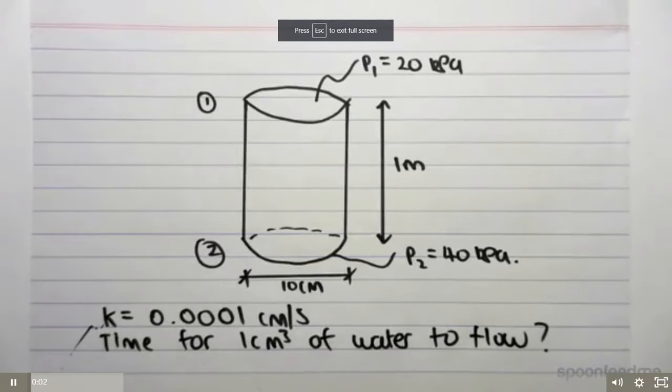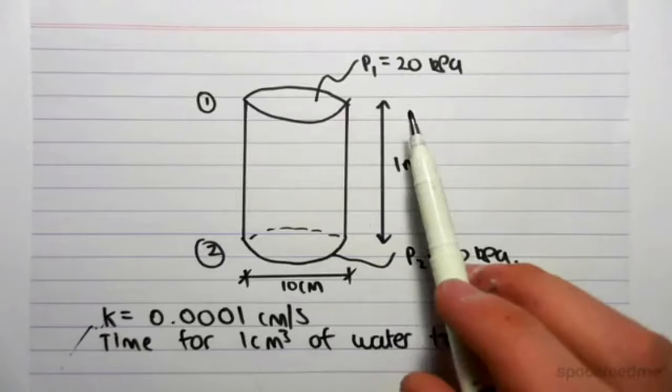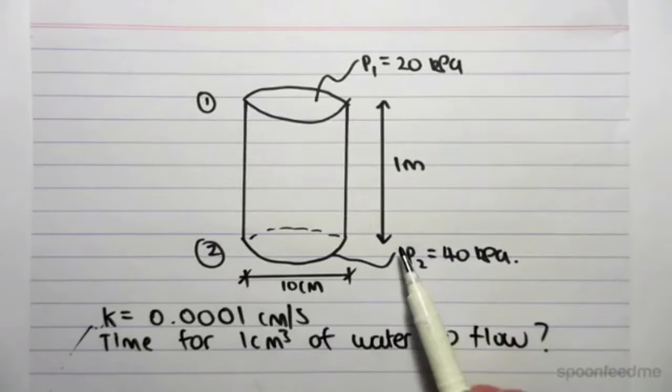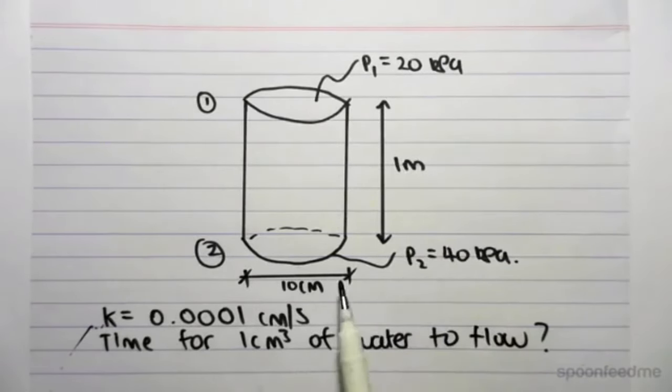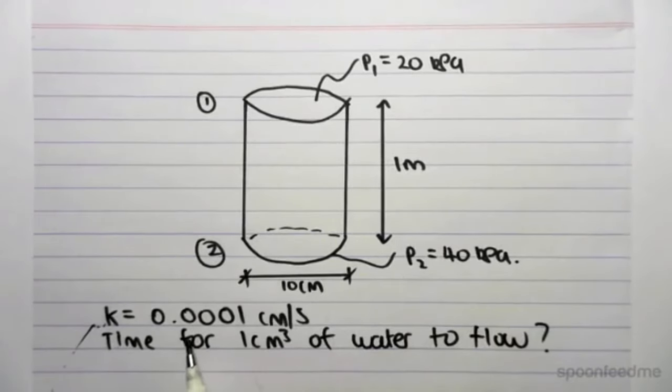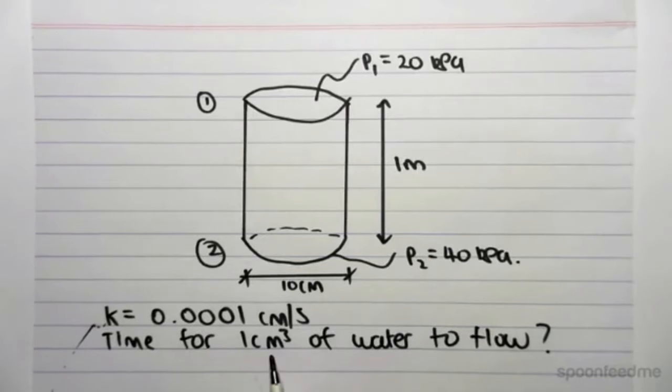Continue with the example we looked at in the previous video. So we have the cylinder here, and we're given the pressure at 1 and the pressure at 2. We're given the height of the cylinder, its diameter. We're given K equals 0.001 centimeters per second, and we've been asked to find the time for 1 centimeter cubed of water to flow through this system.